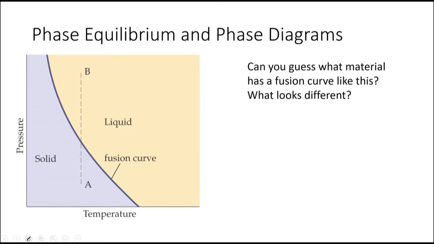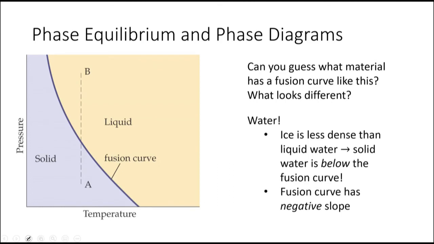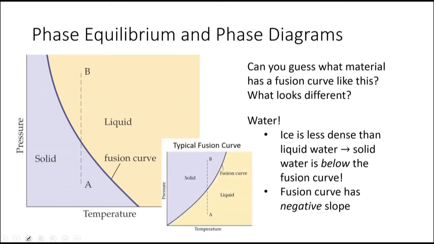Okay, so if you guessed water, you are right. We keep talking about how strange water is, and this is it again. The reason this curve looks a little funny is that in general, you'll have something that looks like this. So you have a positive sloping fusion curve. In other words, the solid state is above the liquid state. In other words, the solid state is favored at a higher pressure compared to the liquid state.